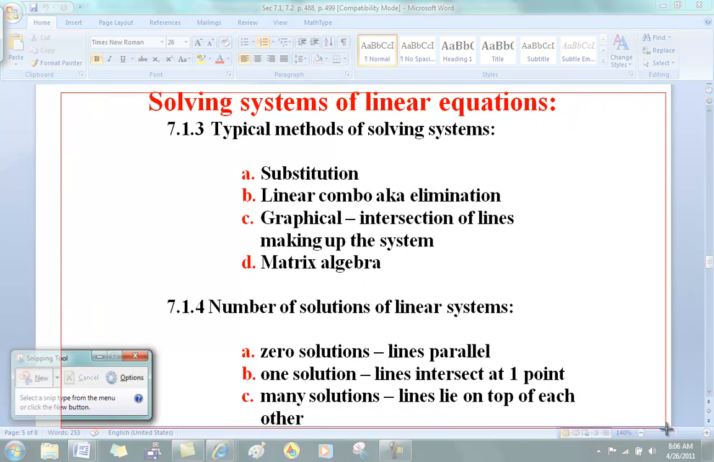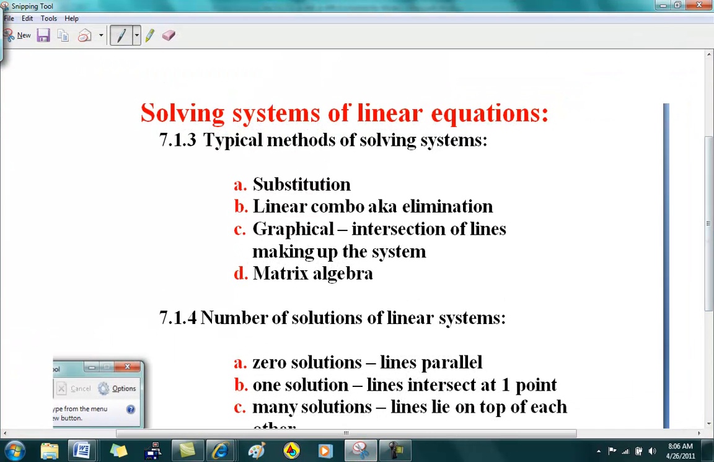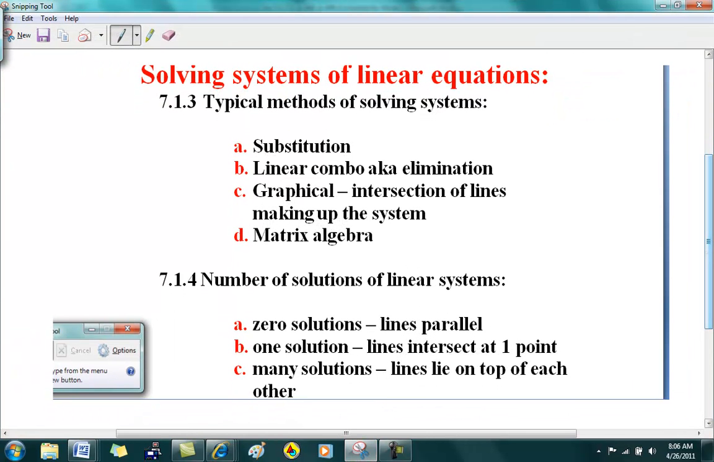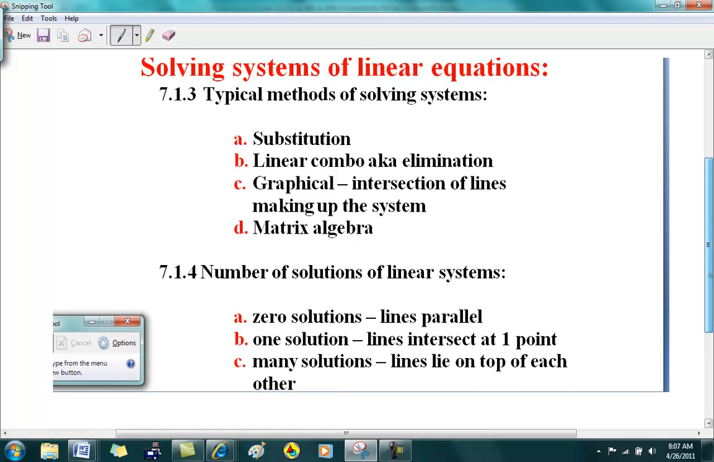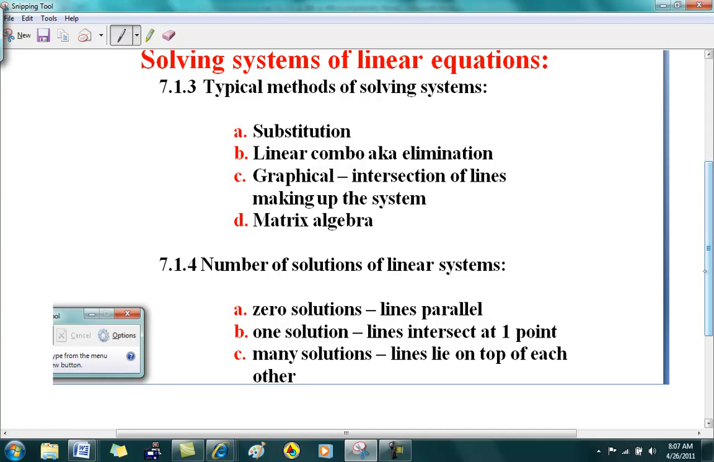talked about in 7.2. And we've done methods of substitution in 7.1. We've done what's called elimination, and it's also called linear combination. We've done graphical, and then like I mentioned to you earlier, there's going to be matrix algebra that we're going to use to solve systems of equations, and that comes up in 7.4. So what I want to talk about is, first of all, the number of solutions in a linear system. Okay, so there are three possibilities here, as you can see.